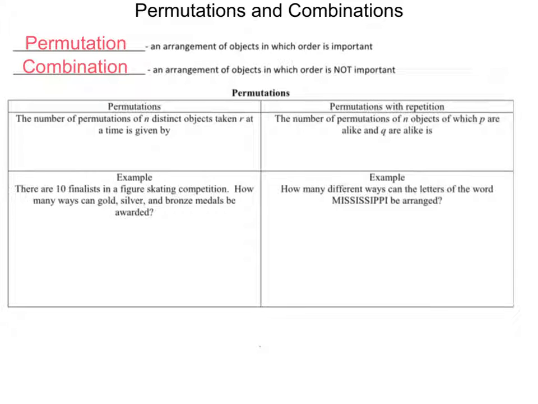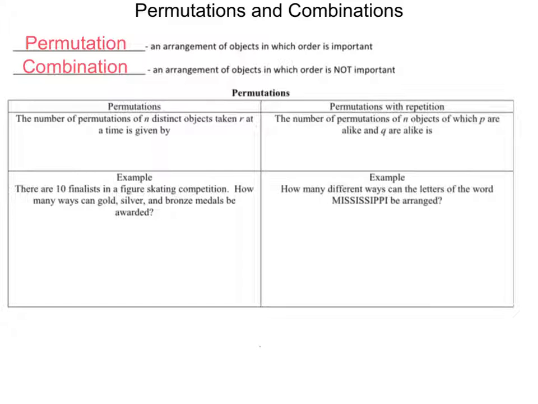Permutations and combinations. A permutation is an arrangement of objects in which order is important. A combination is an arrangement of objects in which order is not important. Let's go ahead and take a look at some permutations.